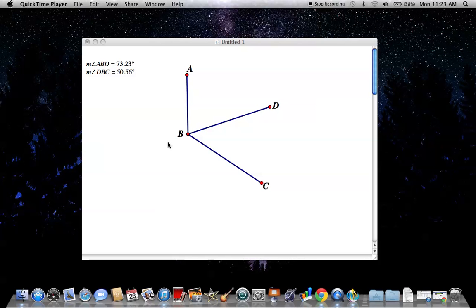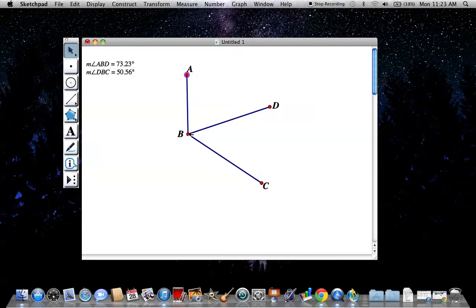And all adjacent angles, there are 2 angles that have the same vertex and they share a common side or ray. So angles ABD and DBC are adjacent because they share B and they share this segment BD. If you notice, it's in the name. Angle ABD, angle DBC. So they share this common side.